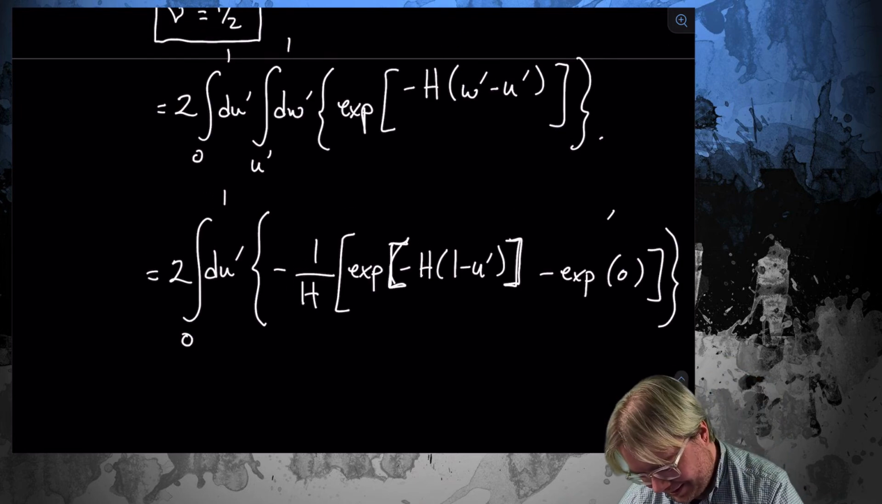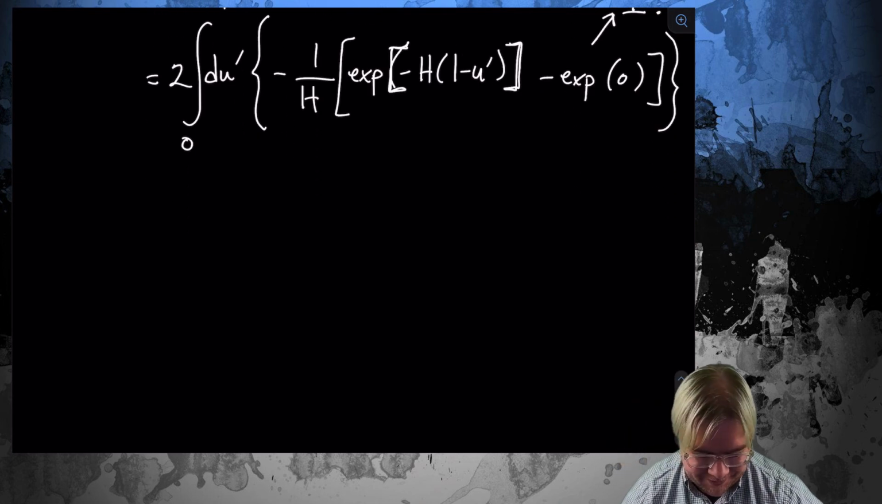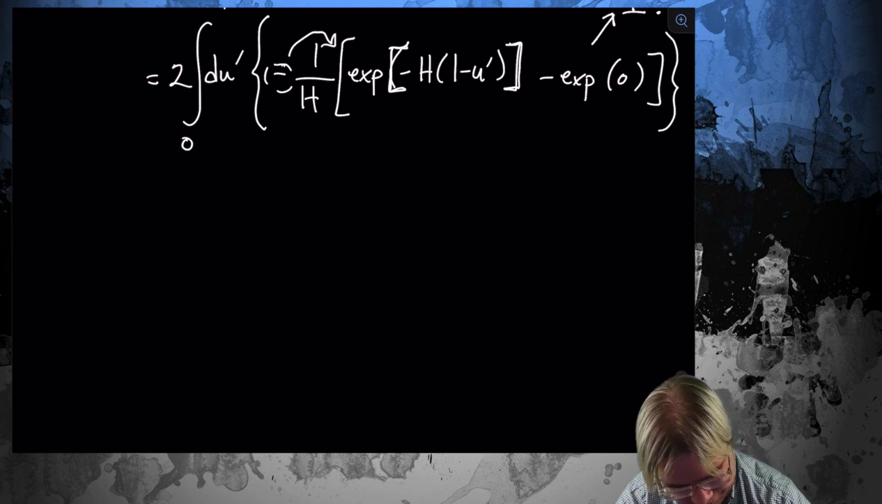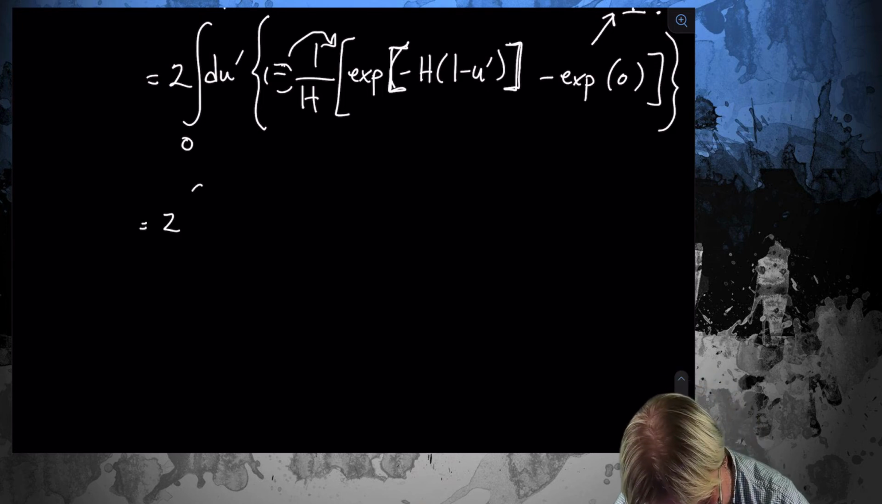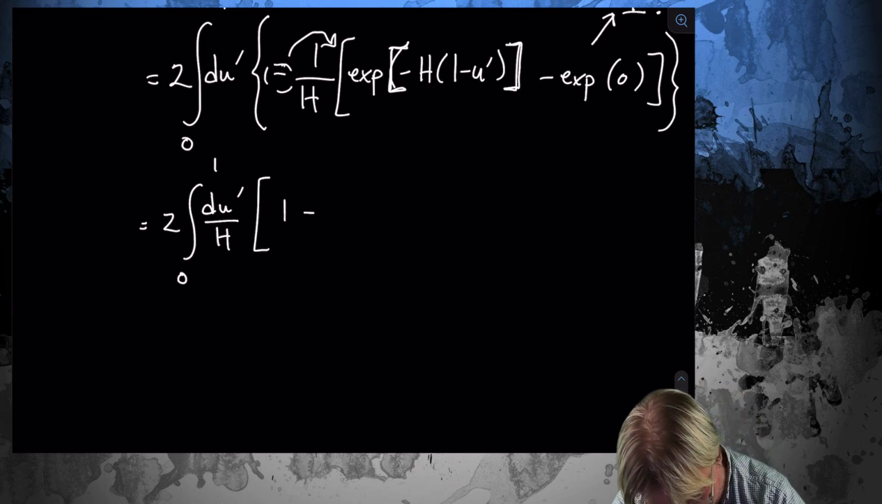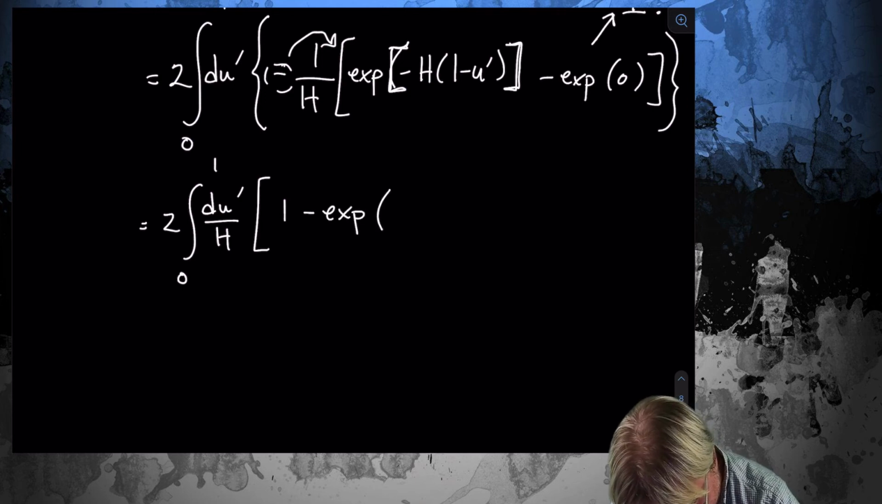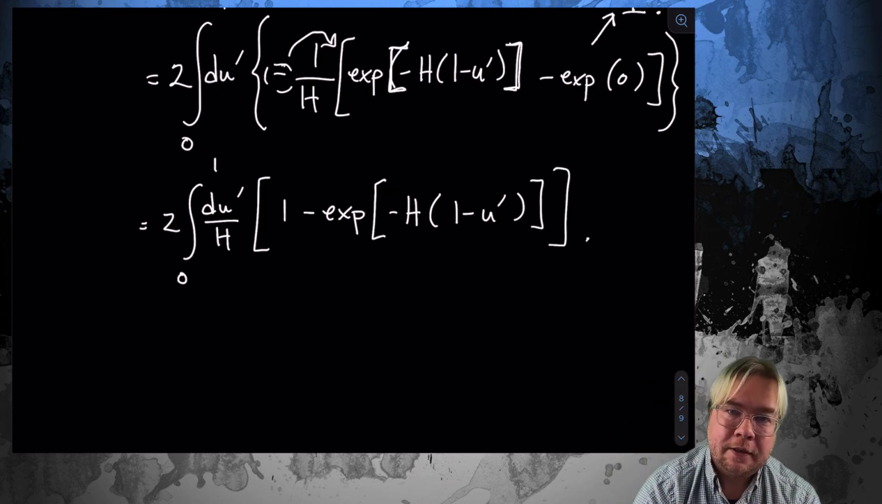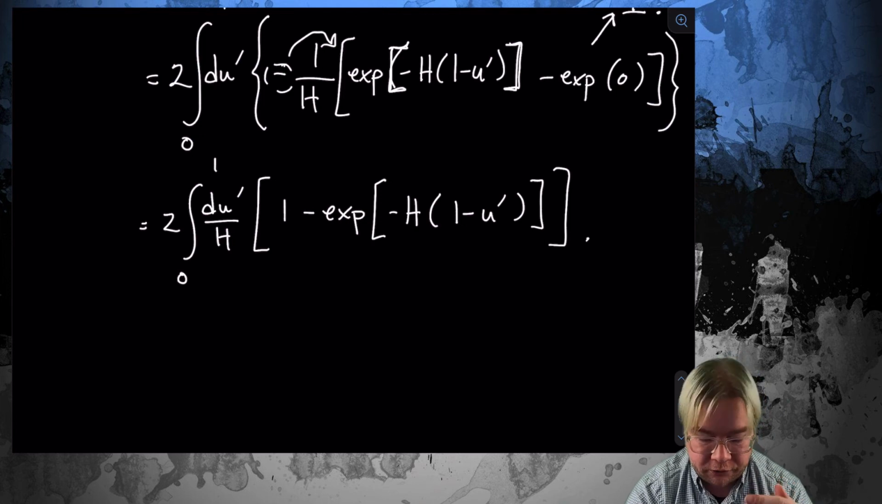Anyway, this exponential will be 1. So what do we get? We'll carry the minus sign inside there. So we'll get that this is equal to 2 times the integral from 0 to 1 of du prime over h times 1 minus the exponential of minus h times 1 minus u prime. All right, so that's pretty easy to do. We'll just do it in 2 steps.